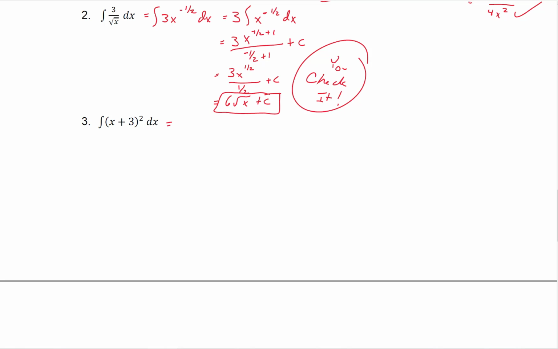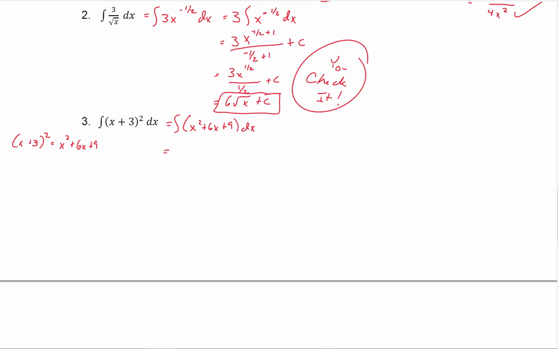So to rewrite this, in this case, we want to square out (x plus 3) to the second power. So we know if we square out (x plus 3) squared, that's going to equal x squared plus 6x plus 9. So we can rewrite our integrand then as the integral of x squared plus 6x plus 9 dx. And now let's do it piece by piece.